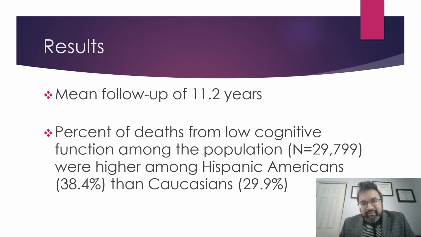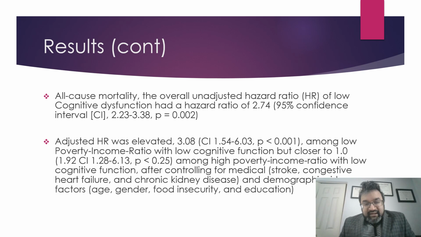So mean follow-up ended up being about 11.2, a little bit more than I'm used to because the original years that we were following a cohort was much earlier than I'm used to. So the percent of death from cognitive dysfunction, I called it low cognitive function. In reality, it's cognitive dysfunction among the population were higher among Hispanic Americans than Caucasians. In terms of all-cause mortality, the overall unadjusted hazard ratio was 2.74.